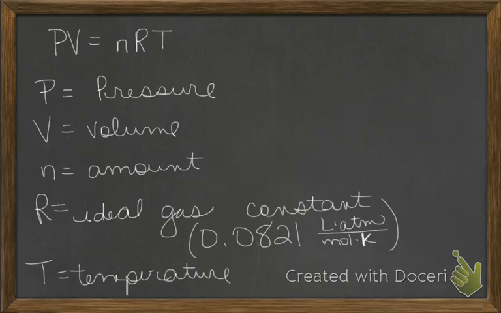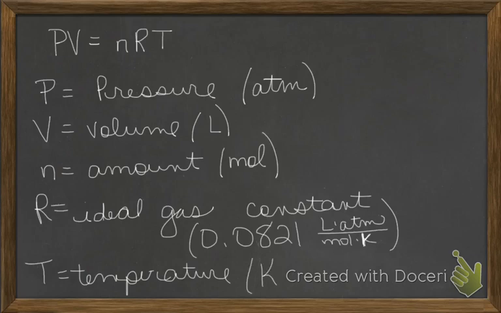The units of that tell you what the units of everything else should be. Pressure should always be in atmospheres. Volume should always be in liters. Amount will always be in moles. MOL is the abbreviation for mole. And temperature should always be in Kelvin.